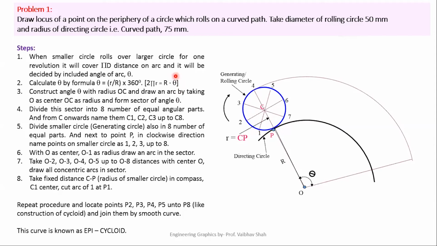So we can modify the equation like this. The formula for theta is equal to small r by capital R into 360 degrees. Now we just have to put in the values of small r and capital R to get the final theta. So small r is 25 and capital R is 75. After that we will have some degrees. This will be our final theta.